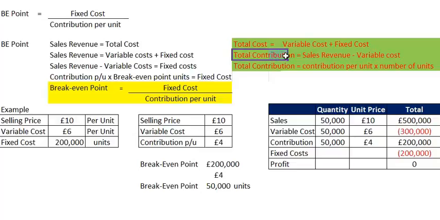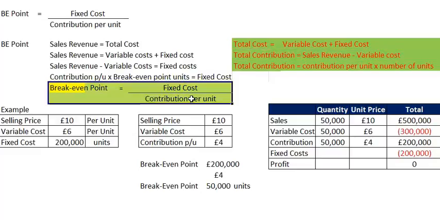As you can see here, we get total contribution when we deduct variable cost from sales revenue. And we also know total contribution is equal to contribution per unit multiplied by the number of units. At break-even level of activity, we will use break-even number of units. Contribution per unit multiplied by break-even units is equal to fixed cost. If you divide by contribution per unit, we get break-even point is equal to fixed cost divided by contribution per unit.